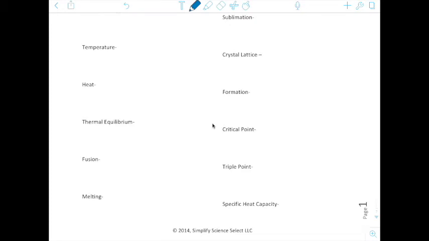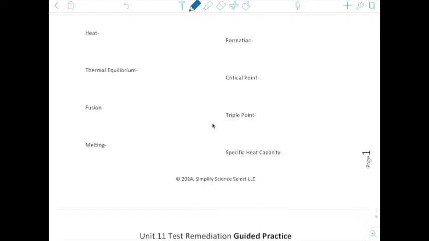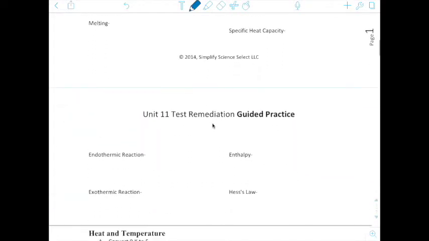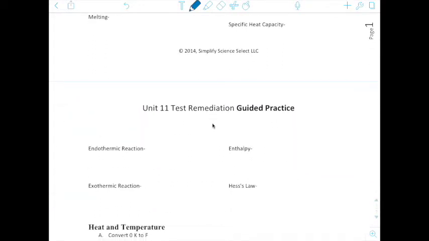Specific heat capacity is the measure of the energy required to change 1 kilogram of an object 1 degree Celsius. An endothermic reaction is a reaction that absorbs energy. An exothermic reaction is a reaction that releases energy. Enthalpy is the change in heat per mole. And Hess's law is the change in enthalpy overall is the sum of all the individual changes.